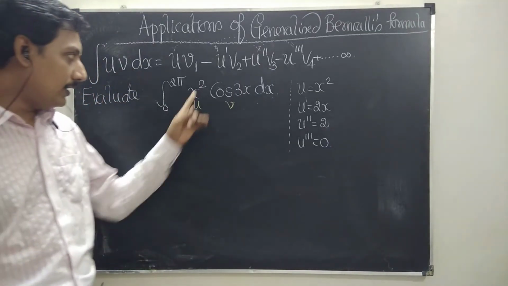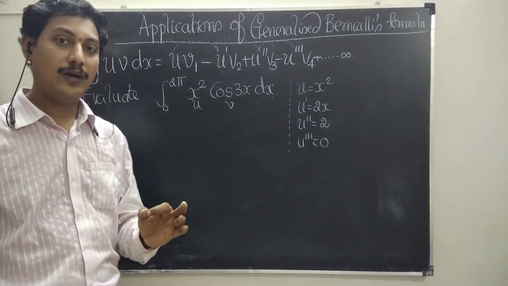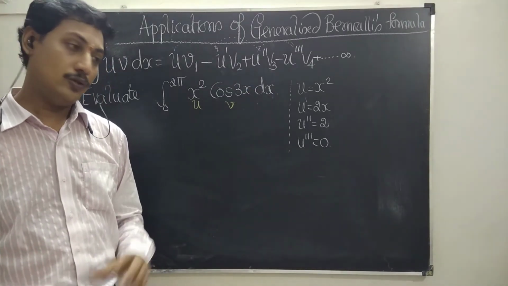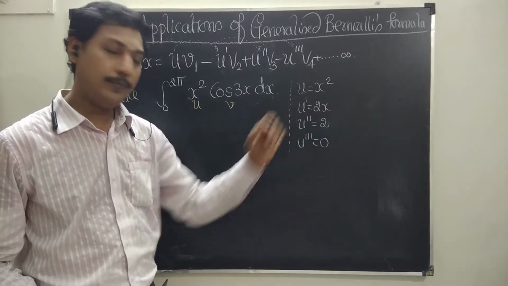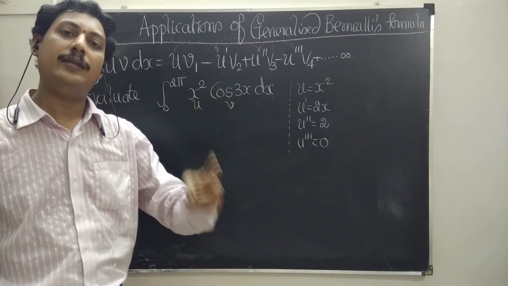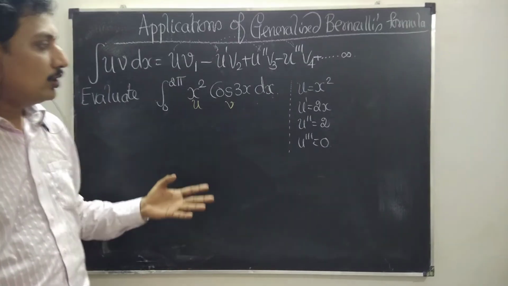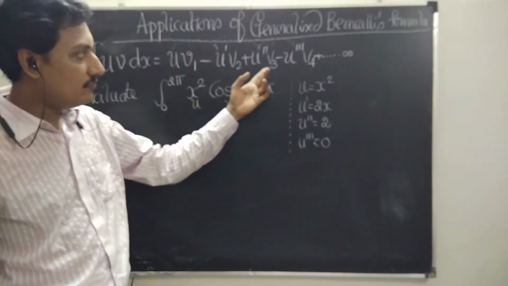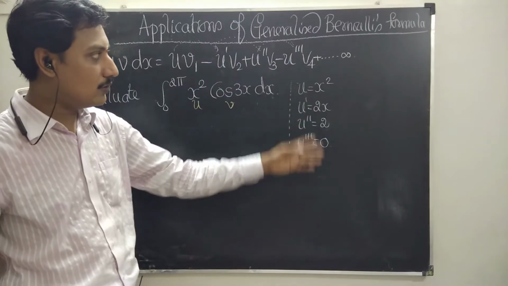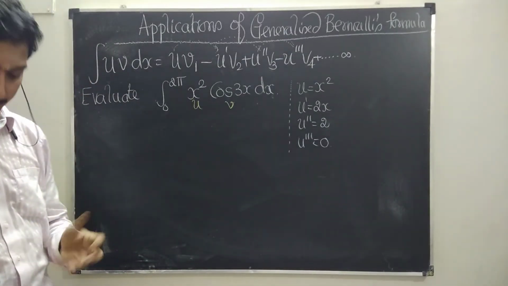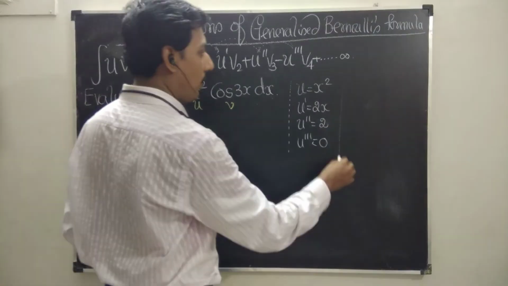You see that? The polynomial degree will decide how long the formula goes. So it's a second degree polynomial. Let us go up to the second derivative, that is, up to u double dash. Let us see the formula. What is u double dash into v3? What about the next value? U triple dash is 0. So this formula comes to an end. That's it. Got it?